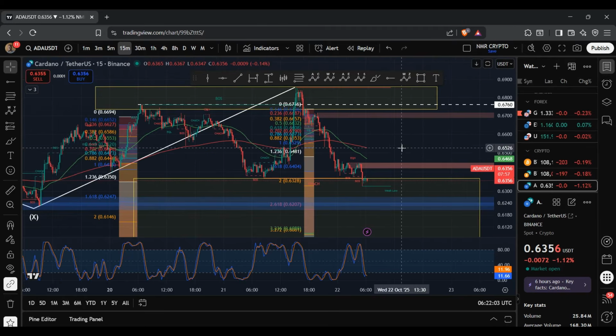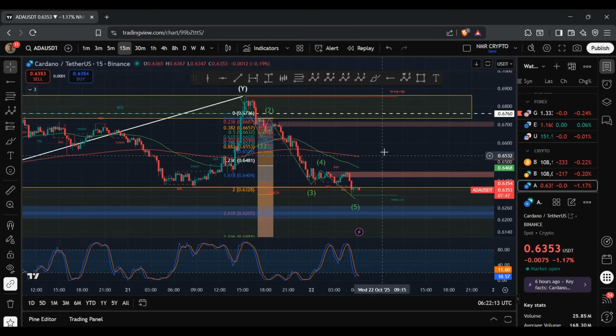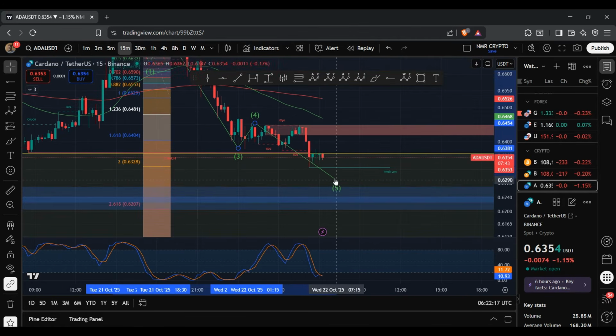that's forming. And so in essence, this move to the downside was the wave 1, this is wave 2, this could be the wave 3, a wave 4, and a wave 5. So it's possible that we are now within this 5th wave.